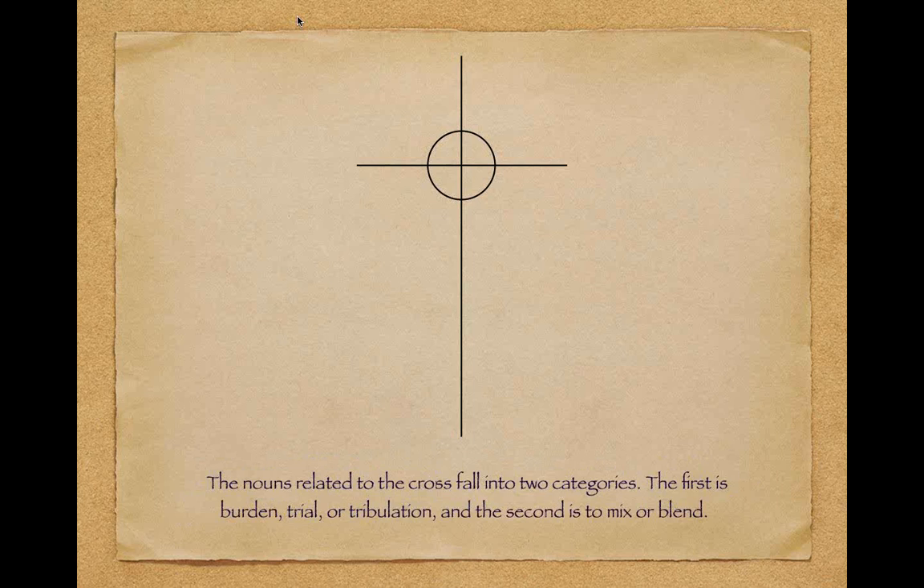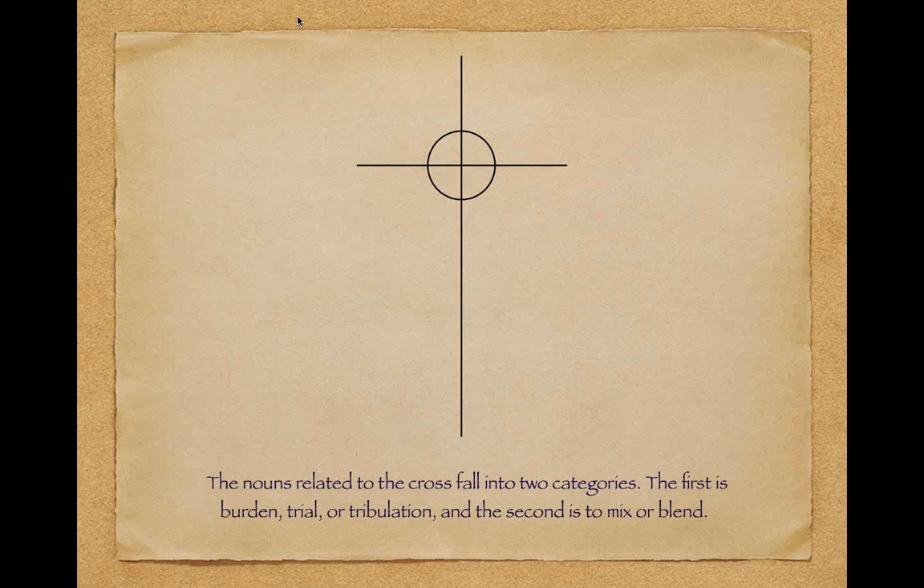The nouns related to the cross fall into two categories. The first is the idea of burden, trial, or tribulation, which Terry suggested in the idea of pain and agony, right? And the second noun meaning is to mix or blend, which is directly indicated, of course, by the two arms of the cross.